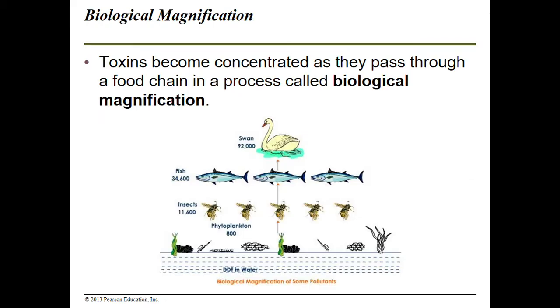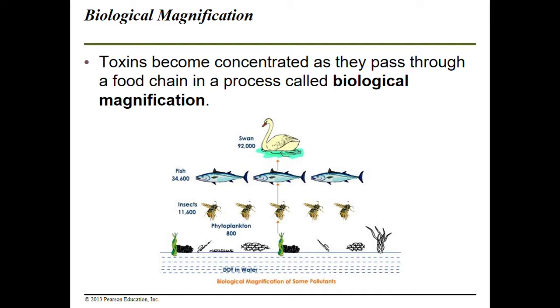A concept to mention is biological magnification. Whenever you go up a food chain level, you'll see more toxins accumulate. This is also called bioaccumulation. This happens when the first level takes in some toxin. So for example, DDT, the insecticide we talked about in a previous chapter, the next level will eat a lot of insects. It'll get more toxin in its system. Then the next level will eat more of the previous levels, and so on and so forth.